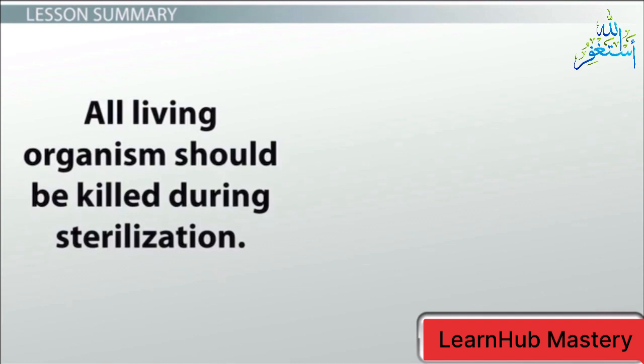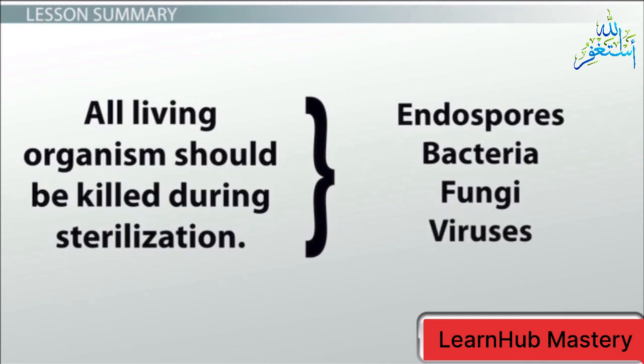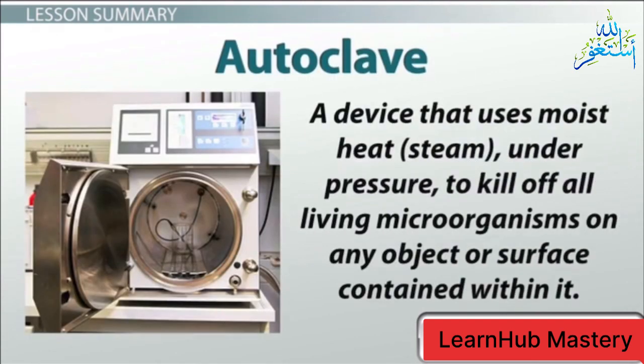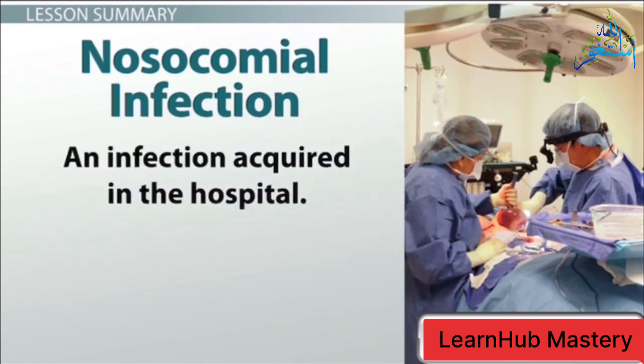Regardless of which method of sterilization is used, all living organisms, including endospores, which are very tough, long-lasting, dormant forms of bacteria, should be killed during the process of sterilization. One way to kill these endospores is by using something known as an autoclave, which is a device that uses moist heat, that is to say steam under pressure, to kill off all living microorganisms on any object or surface contained within it. If an autoclave or some other form of sterilization isn't used in the hospital, then you may acquire a nosocomial infection, which is an infection acquired in the hospital. Sometimes these nosocomial infections can be deadly.